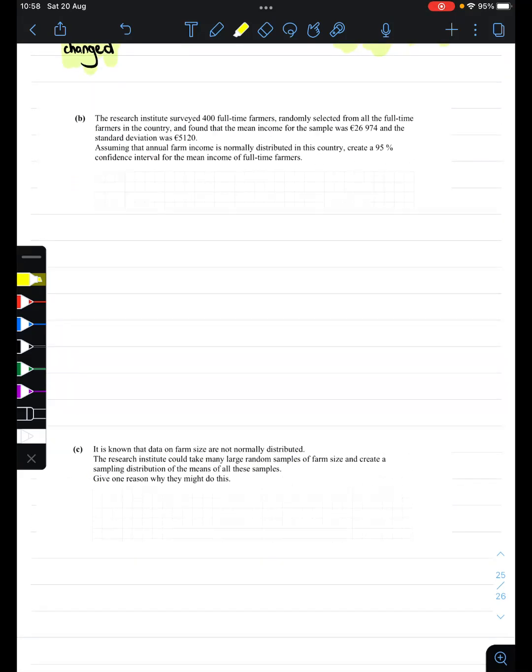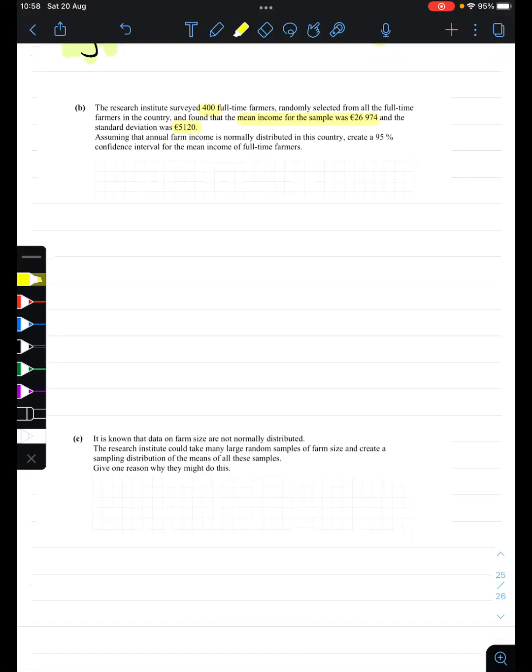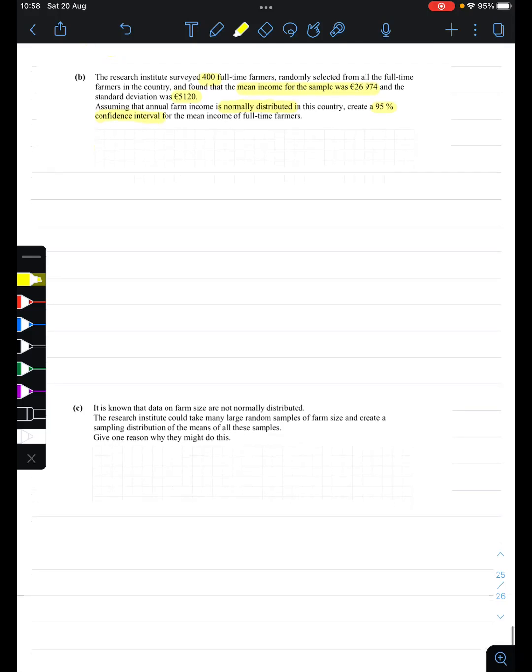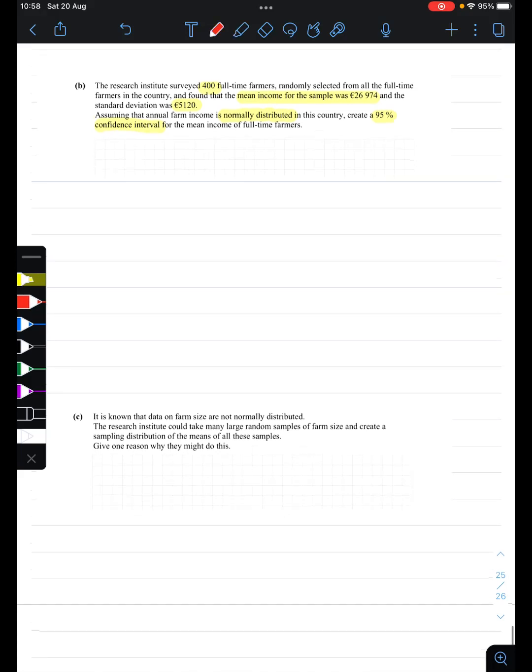The Research Institute surveyed 400 full-time farmers randomly selected and found that the mean income for the sample was 26,974 and the standard deviation was 5,120. Assuming that annual farm income is normally distributed, create a 95% confidence interval for the mean income of full-time workers. Okay, so this should be nice enough. Let's just write down the information they've given us.